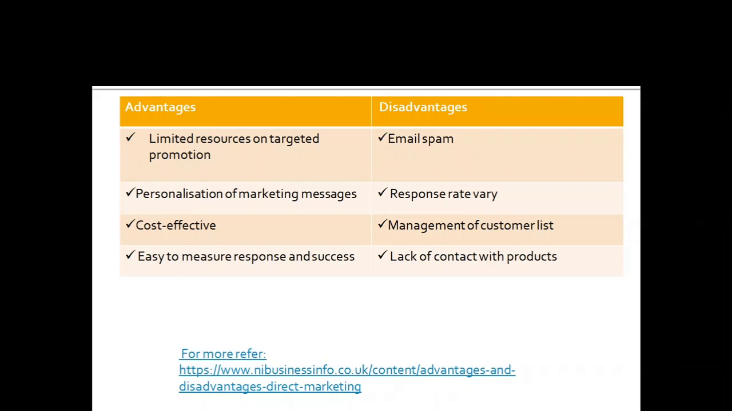Then second is the personalization of messages. It becomes easy for you to personalize your message. You know whom you are directing the mail at. So you know their names, you know their addresses, you know their phone numbers maybe. So what happens is that you can add their names in the email. And that is a psychological thing.